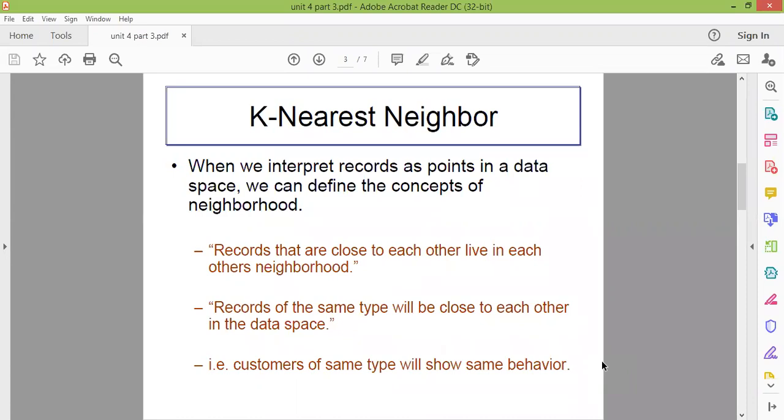Okay, how many neighbors are around you, and they all show a similar kind of behavior. So customers of the same type will show the same behavior. The customers who are of the same type means, suppose a customer is basically like something, and the same customer who is like that will show the same kind of behavior.